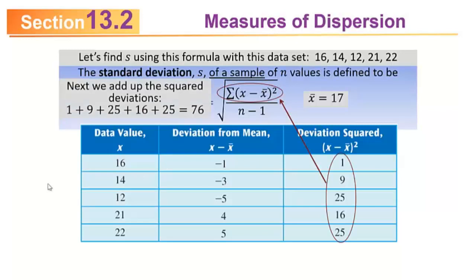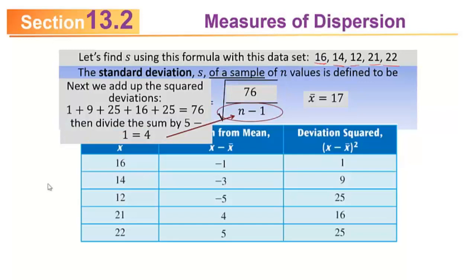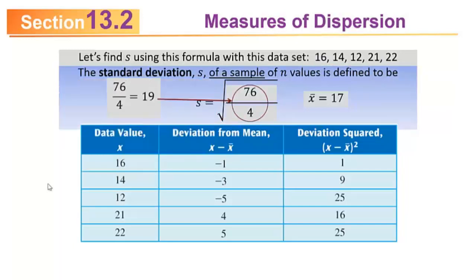And that's going to be the numerator under the square root for the standard deviation. So adding up those numbers, you get 76. So that goes in the numerator. There are 5 values, 16, 14, 12, 21, and 22, so you divide by 5 minus 1, which is 4. So the standard deviation is the square root of the fraction 76/4.